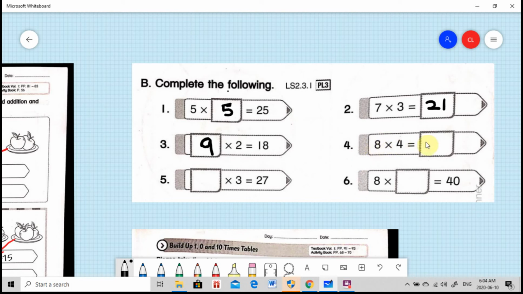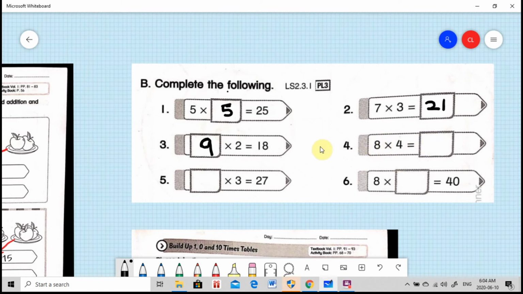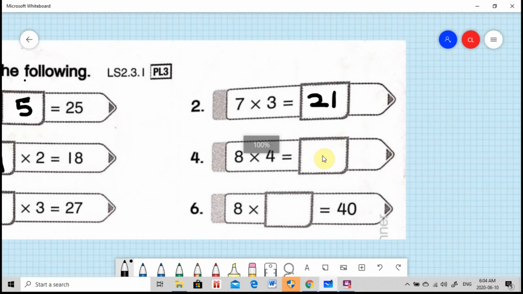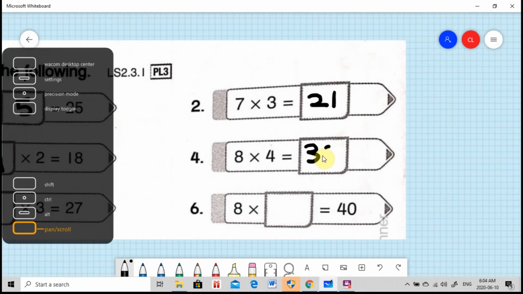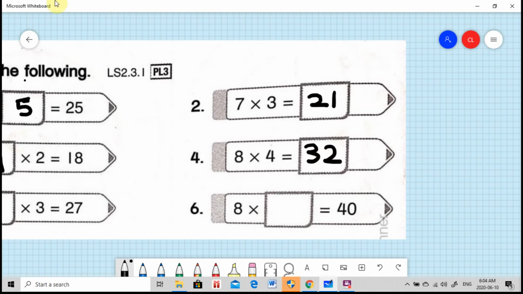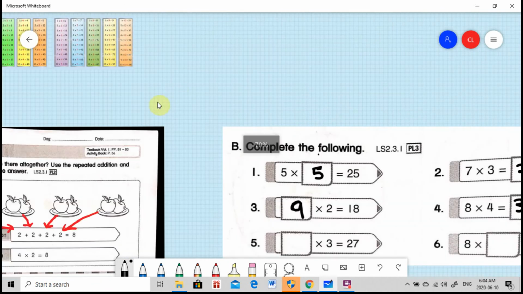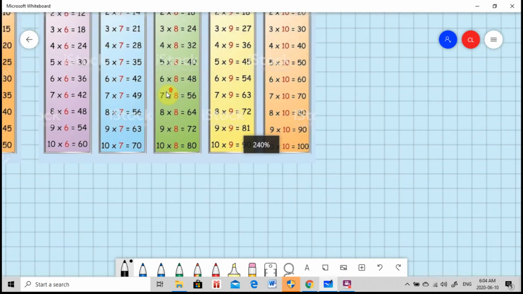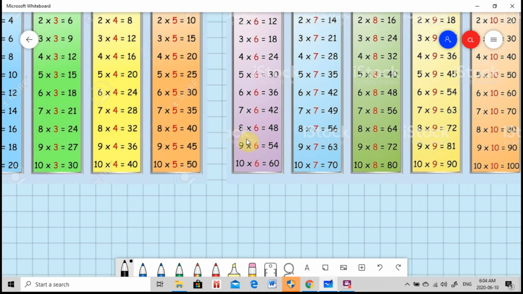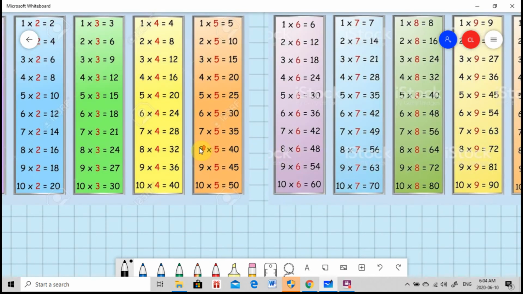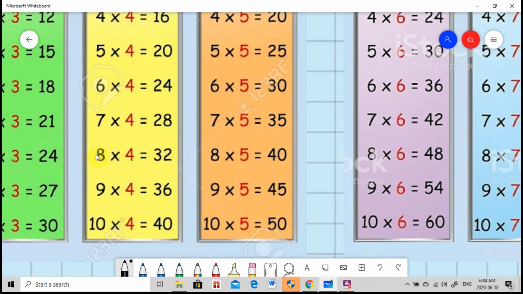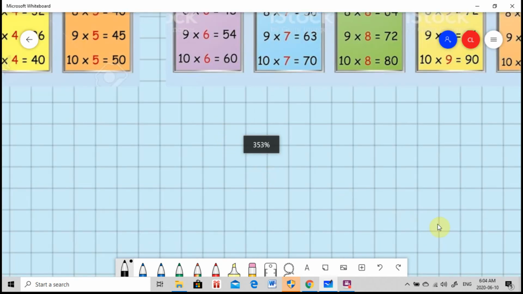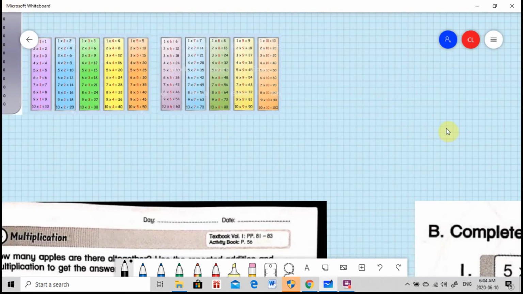Now, 8 times 4 equals 32. So we have here 32, and we can check using the table. 8 times 4. So we have here, right? So we have here 8 times 4 equals 32. So it's correct. So 8 times 4 equals 32.